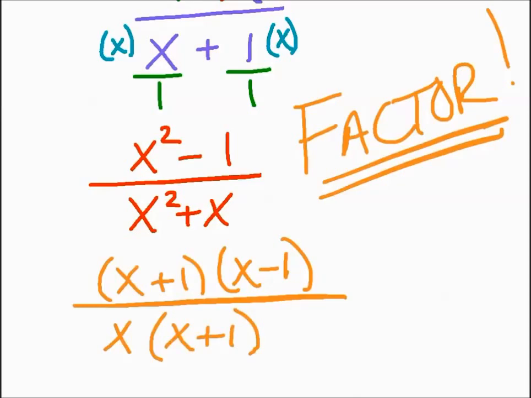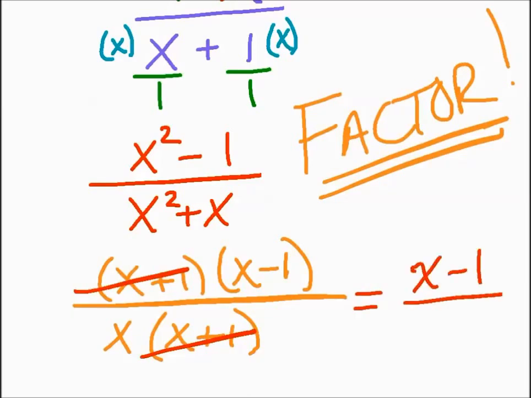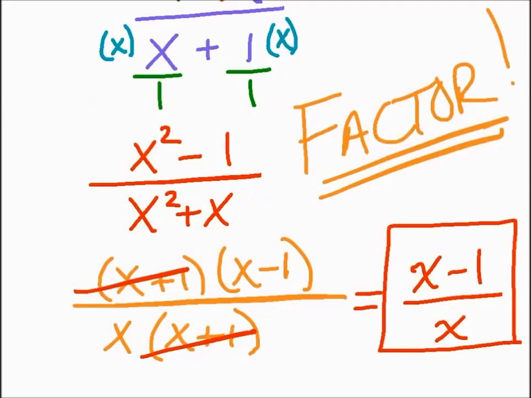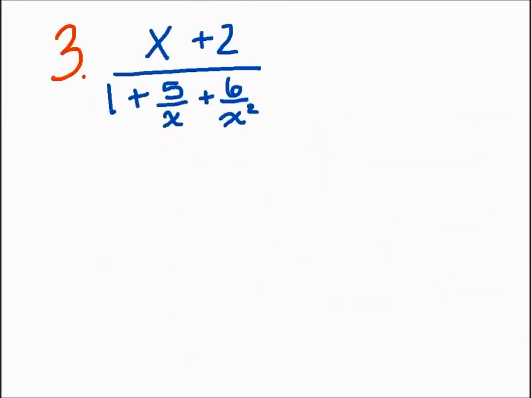Now something should cancel, and you'll see the x plus 1 on top and the x plus 1 on the bottom cancel. So on top, I've got x minus 1 all over x. And here is my simplified fraction. All right, let's try another one.